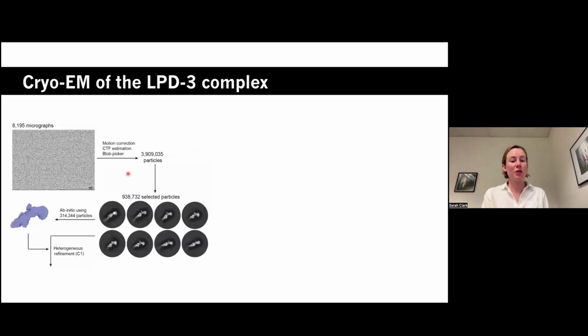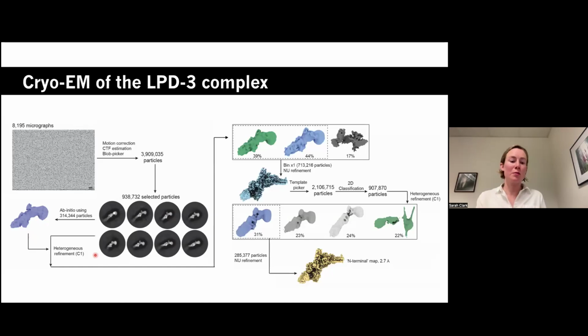And then through iterative 2D classification, we ended up with slightly under 1 million particles. Ab initio reconstruction yielded a volume that looked like this. You can see the detergent micelle on one side. This protein has an N-terminal transmembrane domain, so we were expecting a detergent micelle. And then through many rounds of heterogeneous refinement, we eventually ended up with an N-terminal map at 2.7 angstrom resolution.